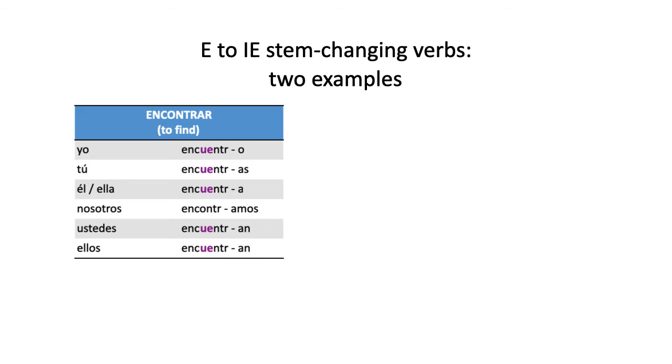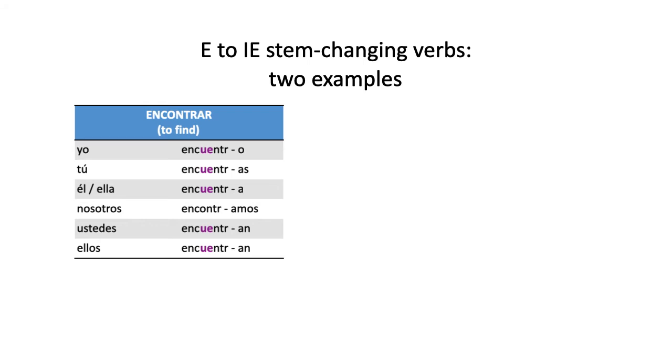It means to find. So look at how I conjugated it, right? I first removed the last two letters, the AR, and I'm left with a stem that would be encontr, right? That stem has an O. Since this is an O to UE stem changing verb, I take that O and I change it for an UE. Everywhere but for the nosotros form. Everywhere except for the nosotros form. Right?